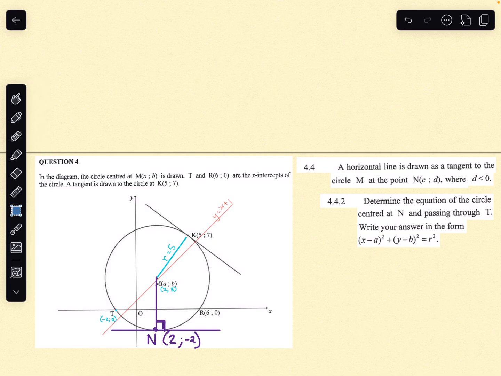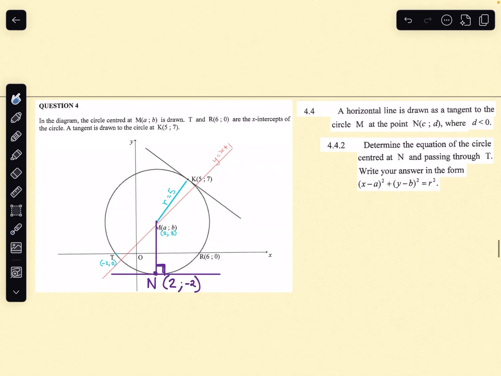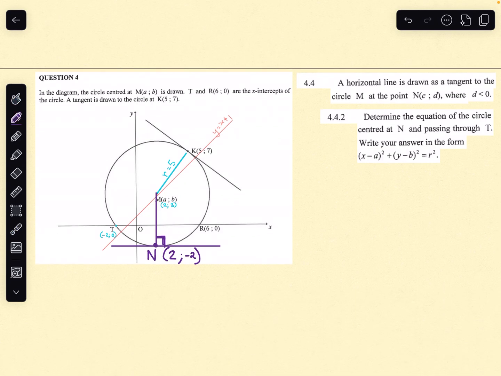So the question says, we're continuing with the same piece of information as the previous part, where we have this tangent drawn at N, and we found the coordinates of N. Determine the equation of the circle centered at N and passing through T. Write your answer in this form. So let's just quickly sketch that for ourselves.